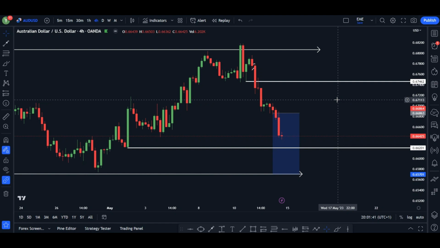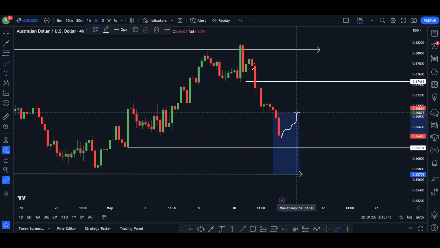I've taken out some volume from the lot size that I used to take this trade, and now we're looking at possible three scenarios that might play out with this trade. So the first one is we might see this guy retrace back to this level, then probably drop during the trading week we're about to enter.